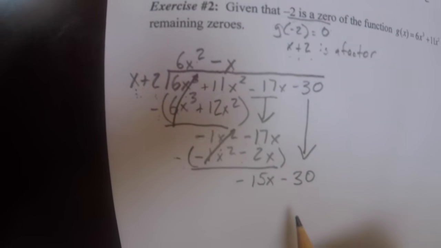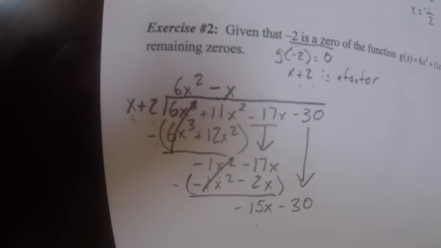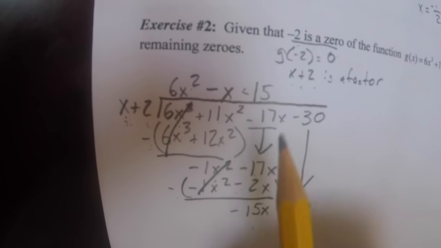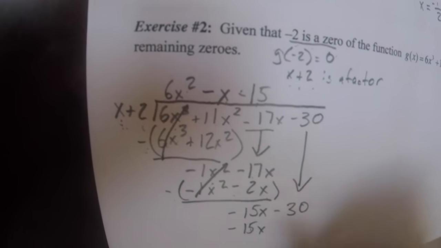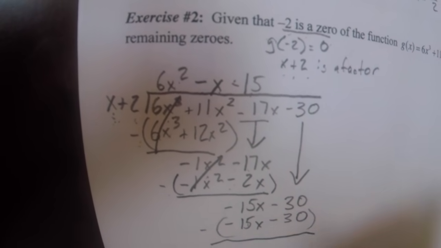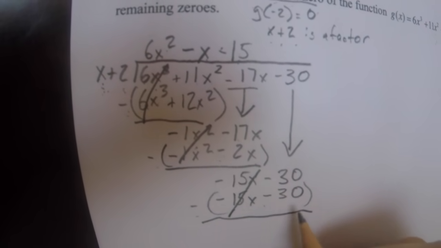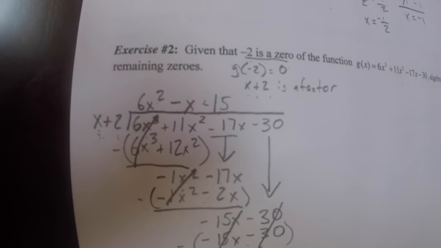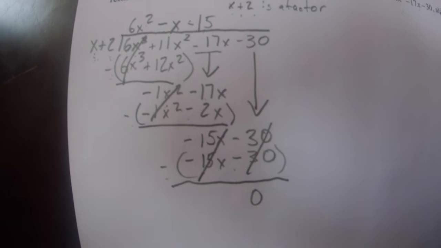All right. Now jump back up to the top. Our next term is going to be whatever times x gives me negative 15x, which I think is negative 15. Negative 15 times x is negative 15x. Negative 15 times 2 is negative 30, and this is a good thing. Negative 15x minus negative 15x cancels. Negative 30 minus negative 30 cancels, and I'm left with 0. That's a good thing. That means that we do not have a remainder.